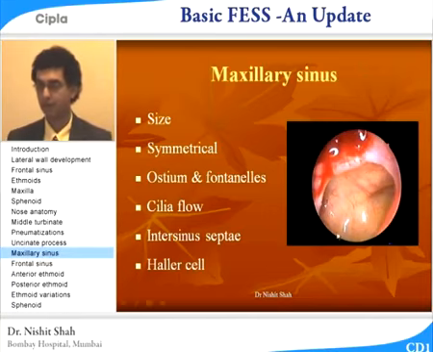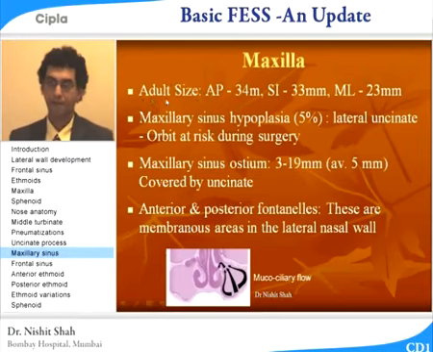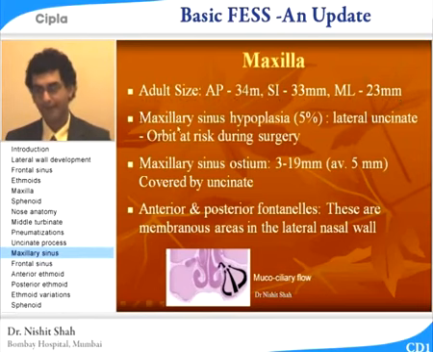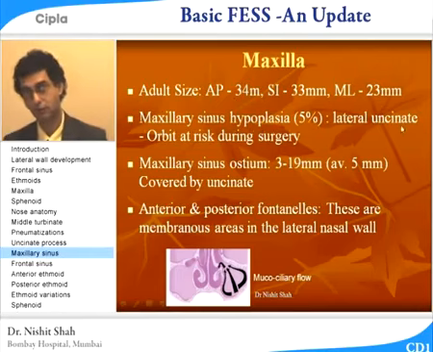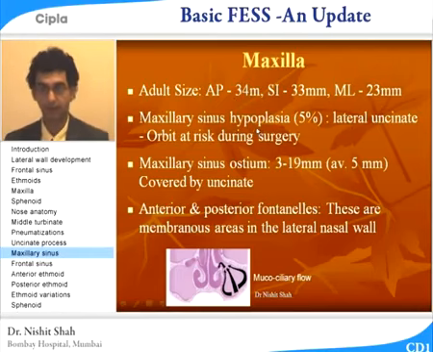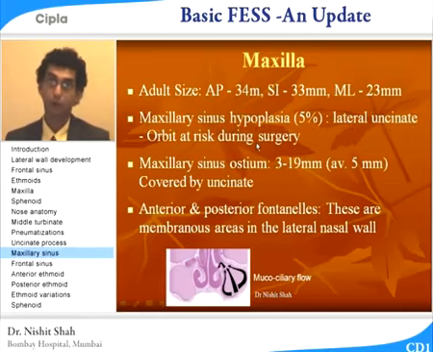So in this figure you see an enlarged maxillary sinus, and you can see the infraorbital nerve through it. Right, so the size of the maxilla in the adult patient is almost 3 by 2 centimeters. In 5% of patients, the maxillary sinus may be hypoplastic, in which case again the uncinate will be lateralized and may make surgery a little more difficult. You may also put the orbit at risk. So these are things that you need to see in your CT scan.